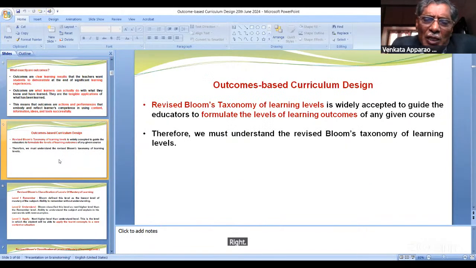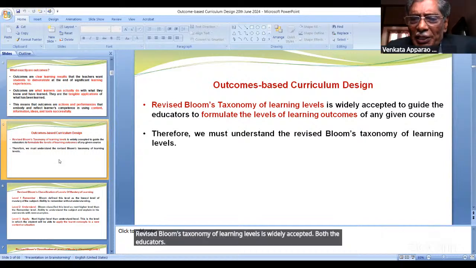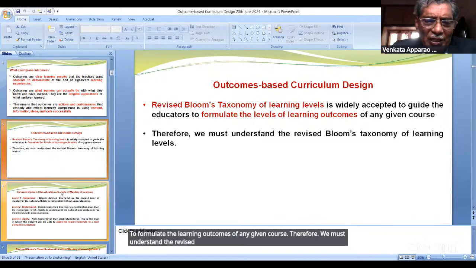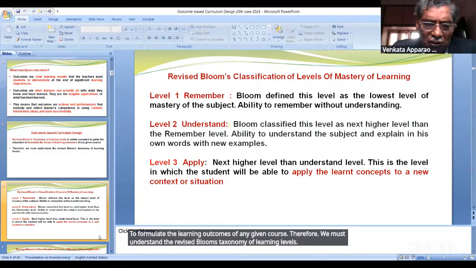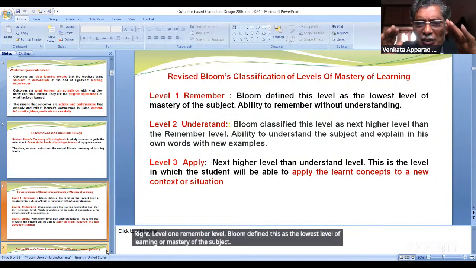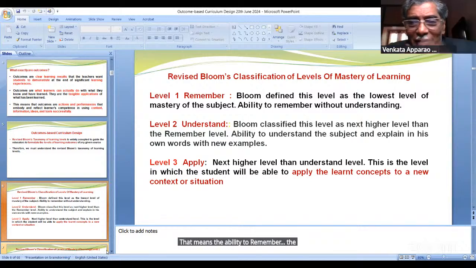Revised Bloom's taxonomy of learning levels is widely accepted by educators to formulate the learning outcomes of any given course. Therefore, we must understand the revised Bloom's taxonomy of learning levels. Level 1, remember level. Bloom defined this as the lowest level of learning or mastery of the subject. That means ability to remember the content without any understanding.